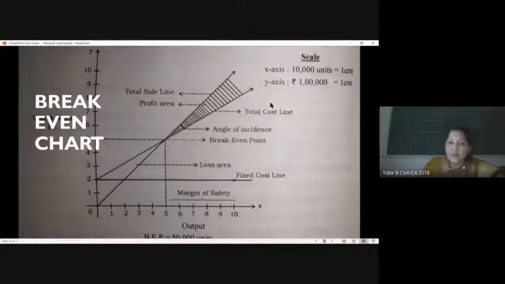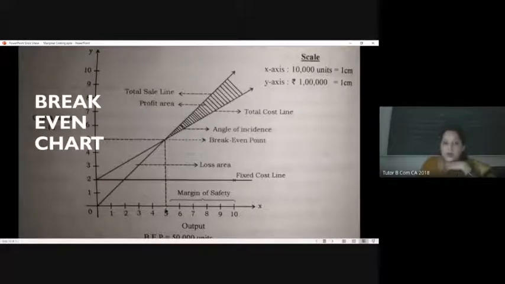and this angle is what we call the angle of incidence. In fact, the point where the total cost line intersects with the sales line is where we will have the angle of incidence. And as there is an increase in the angle of incidence, it is an indication of increase in profit. As this angle bulges, it shows an increase in profit.